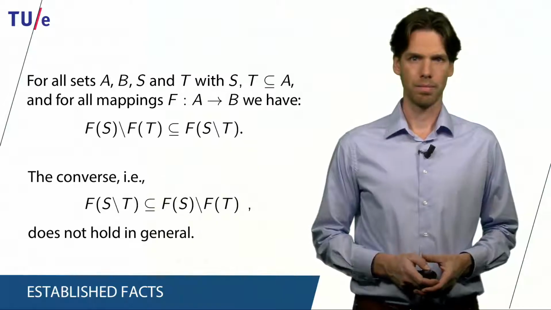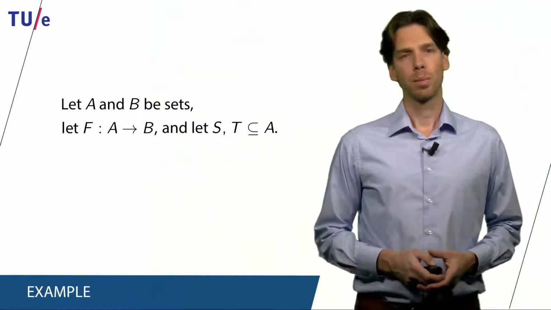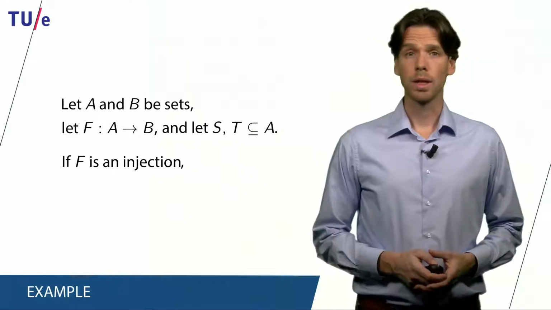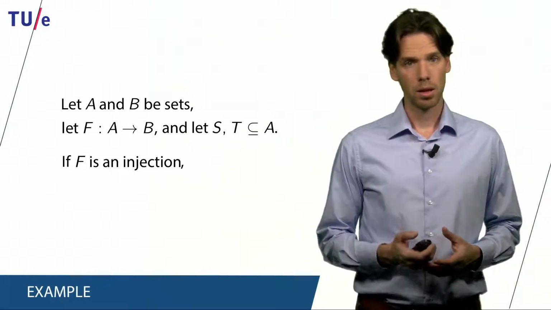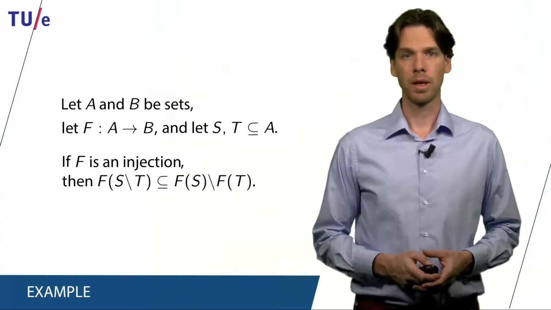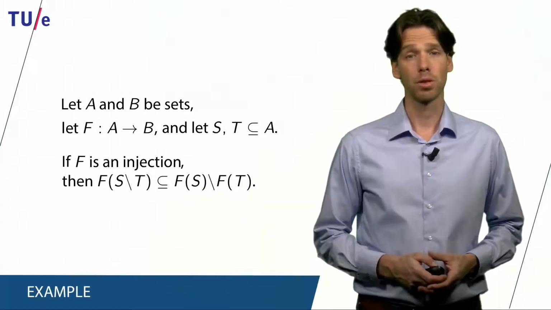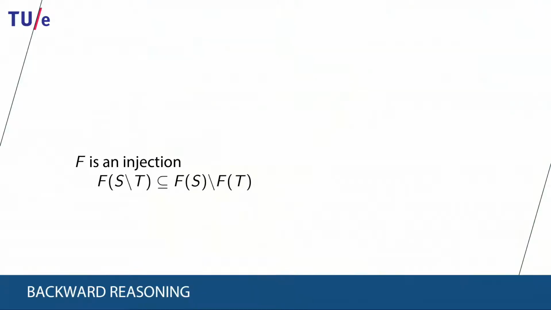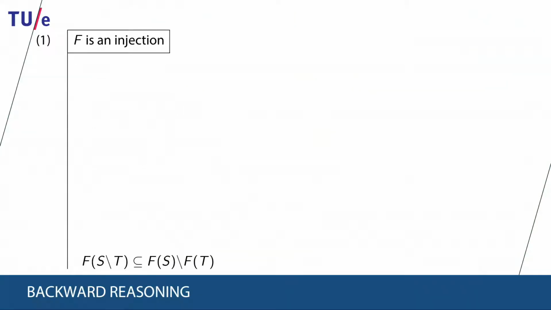In this lecture, we shall prove that if we in addition assume that F is an injection, then the converse inclusion does hold. So we have that the image under F of the difference of S and T is included in the difference of the images under F of S and T. The condition of the conditional statement we are going to prove is put in a flag. Assuming that F is an injection, we need to derive that the image under F of the difference of S and T is in the difference of the image under F of S and the image under F of T.